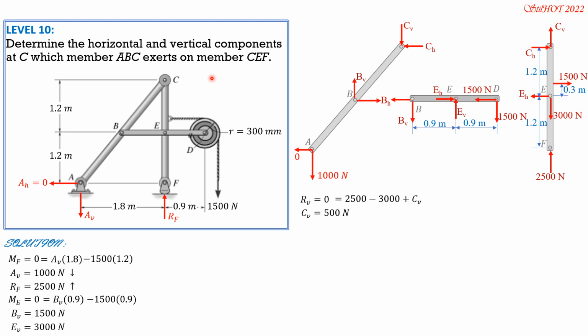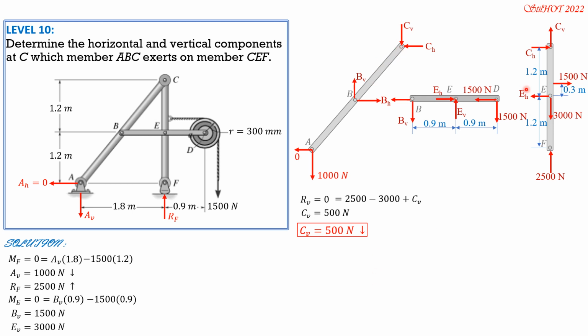So the question is to determine the horizontal and vertical components at C which member ABC exerts on member CEF. So we base our final answer on this free body diagram. Because CV is 500 newtons and it is downward here, our final answer, CV is 500 newtons and it is downward. Unless otherwise it is negative, so it is upward supposedly.